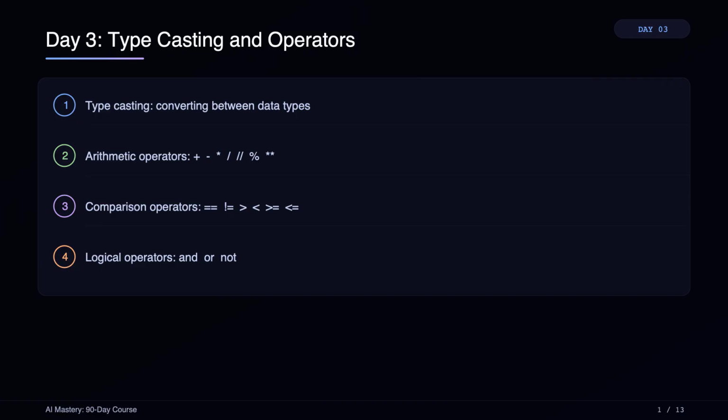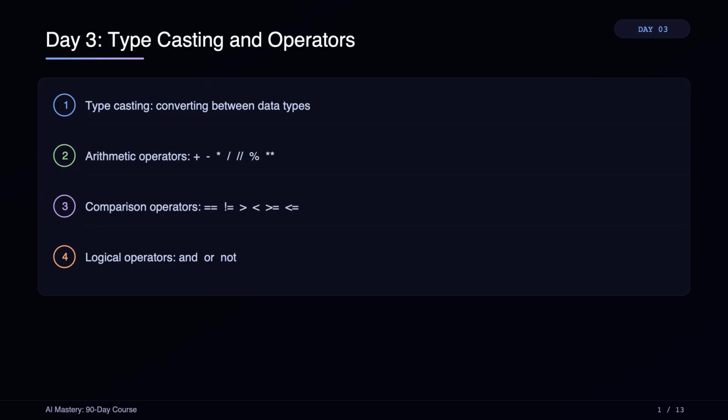Before we dive in, let me quickly recap what we have covered so far. On day 1, we set up Python, VS Code, and Git and wrote our very first Hello World program. On day 2, we explored variables and the 4 core data types: integers, floats, strings, and booleans.